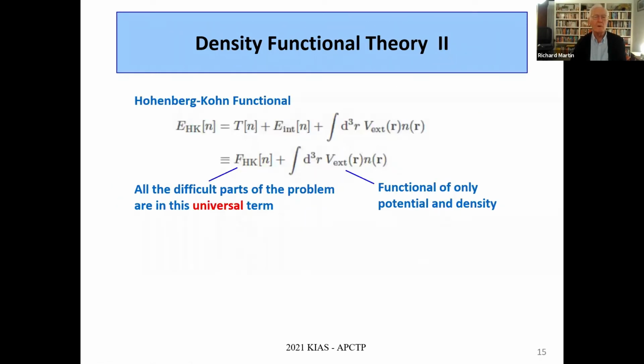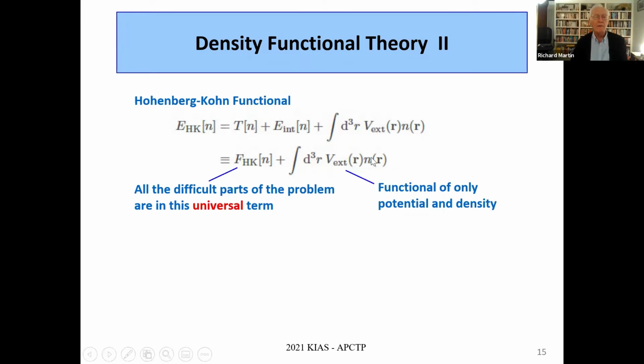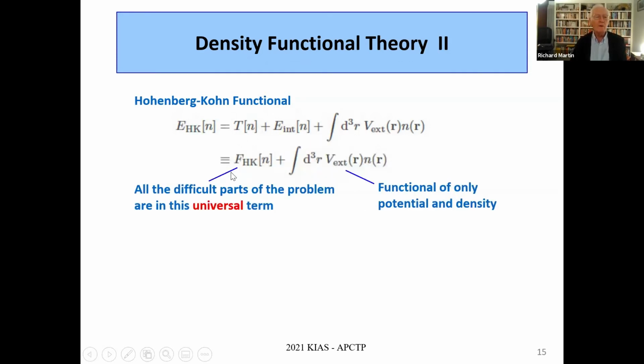So let's look at that a little bit more. This is a functional, and it helps us illustrate what a functional means. A functional is a function of a function. And this is an example. In order to evaluate it, you need to know the entire function for the potential, the entire function for the density. But the result for this particular functional is very easy. It's just the integral. The Hohenberg-Kohn functional is another story. It contains things that are very difficult to calculate.